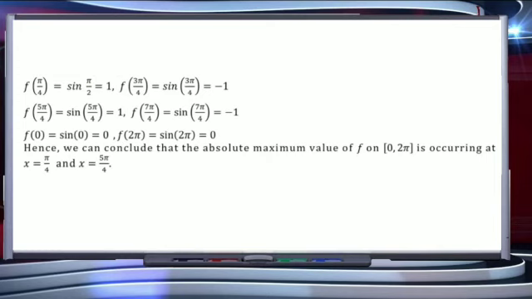So at all these points we find the value of sin 2x. At pi by 4 we get the value 1. At 3 pi by 4 we get minus 1. At 5 pi by 4 again 1, and at 7 pi by 4 minus 1. We know that sin 0 is 0 and sin 2 pi is again 0. So our maximum value is 1 and it occurs at pi by 4 and 5 pi by 4. If they had asked for the minimum value, it occurs at 3 pi by 4 and 7 pi by 4, and the minimum value is minus 1.